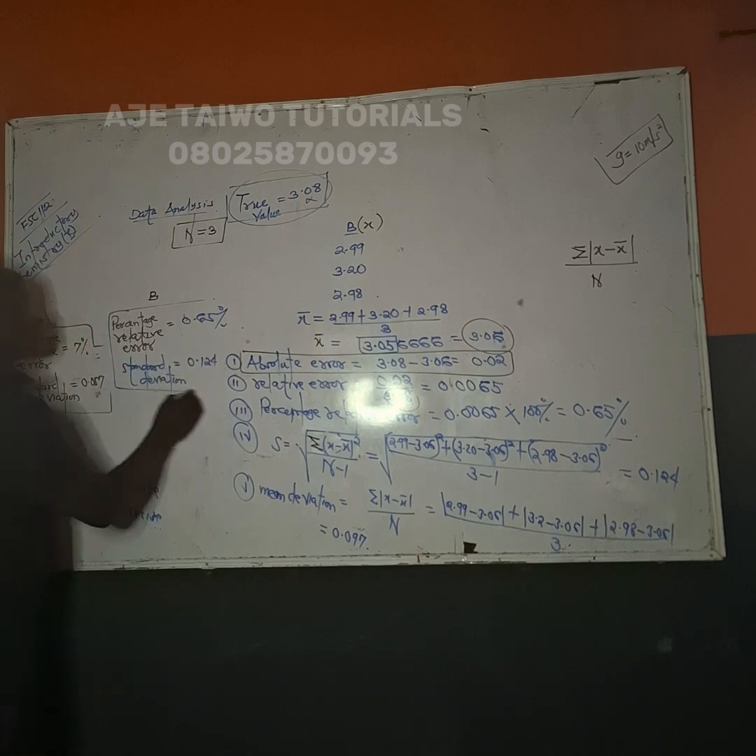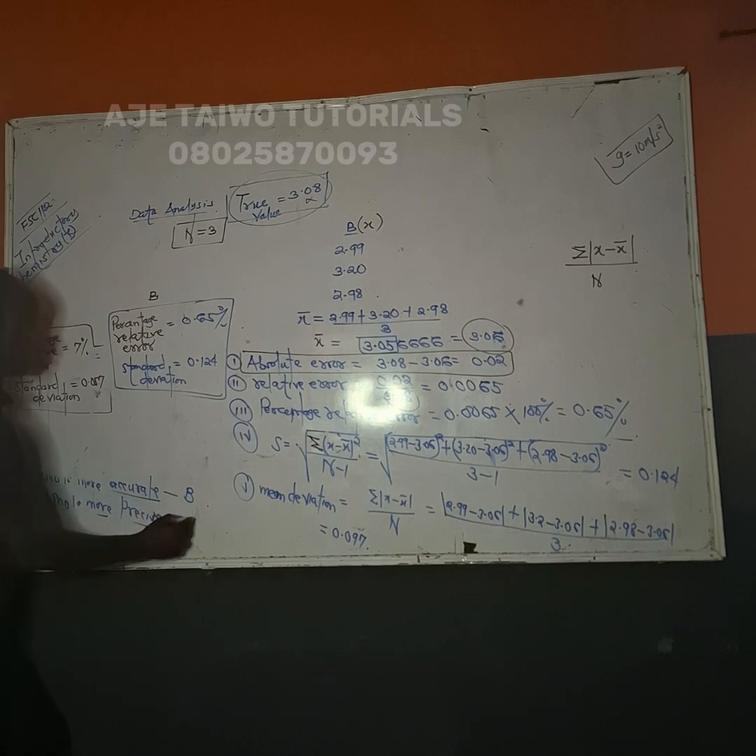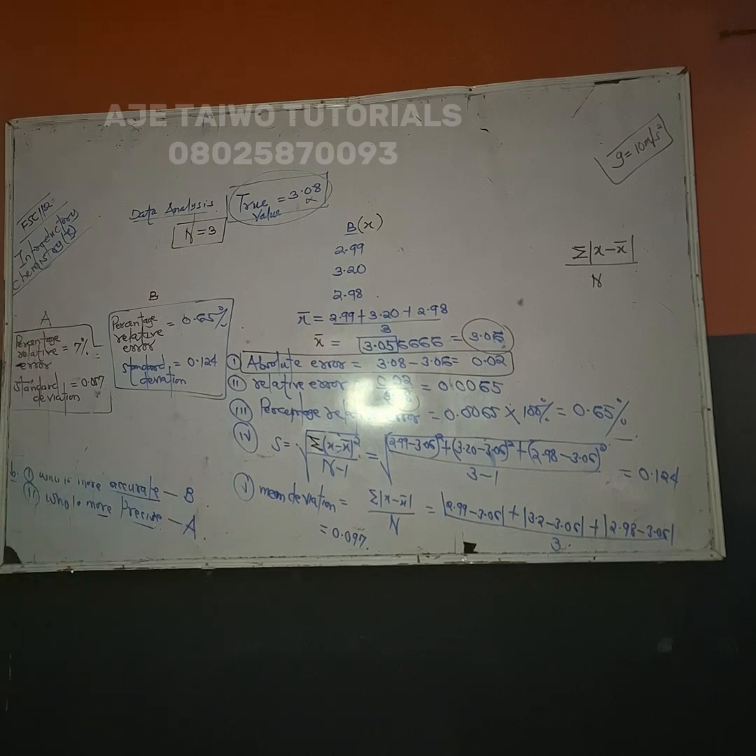So let's sharply answer the question. Next question. Question 1 says, who is more precise? Who is more accurate? B. B is more accurate. Who is more precise? A is more precise.